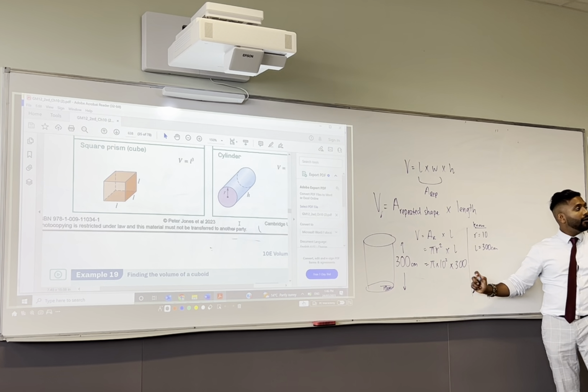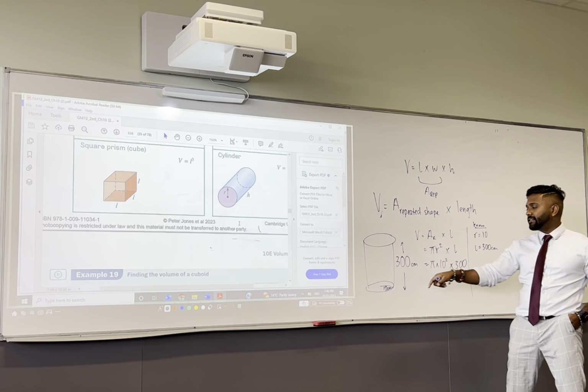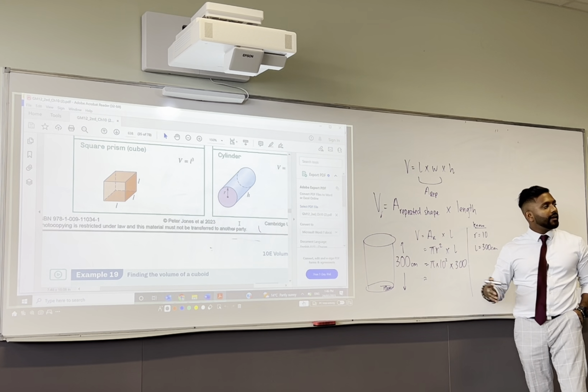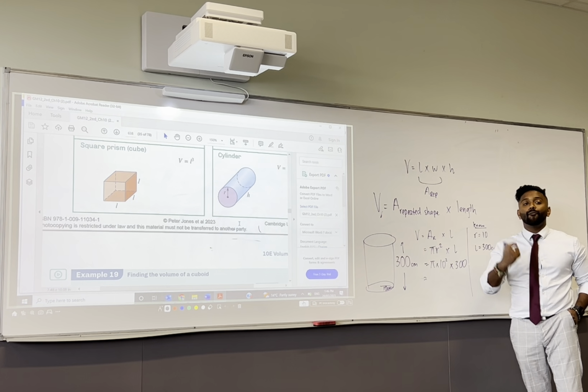99% of people will put in 3 here. It has to be the same units. 300 centimeters, 10 centimeters. Now, you just do that on the calculator, and that will be your answer. If it says 3 decimal places, 2 decimal places, 1 decimal place, remember to put your units.